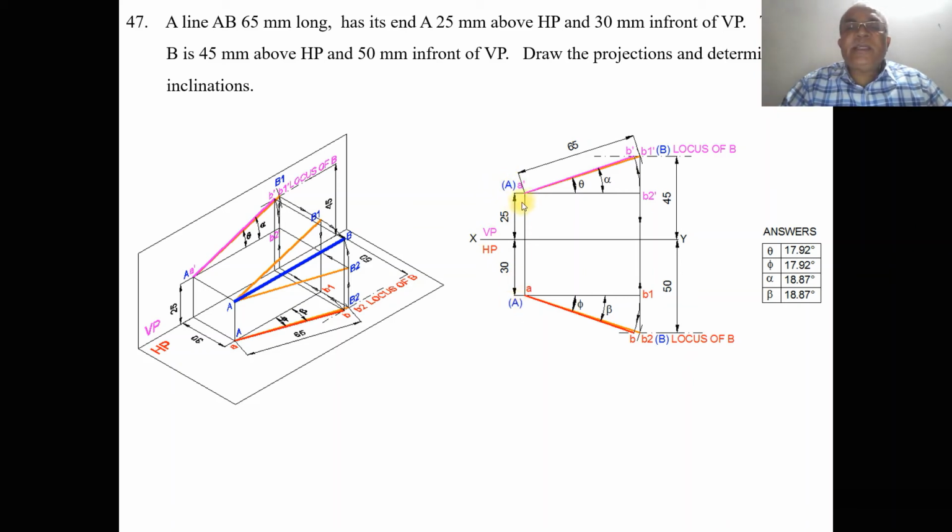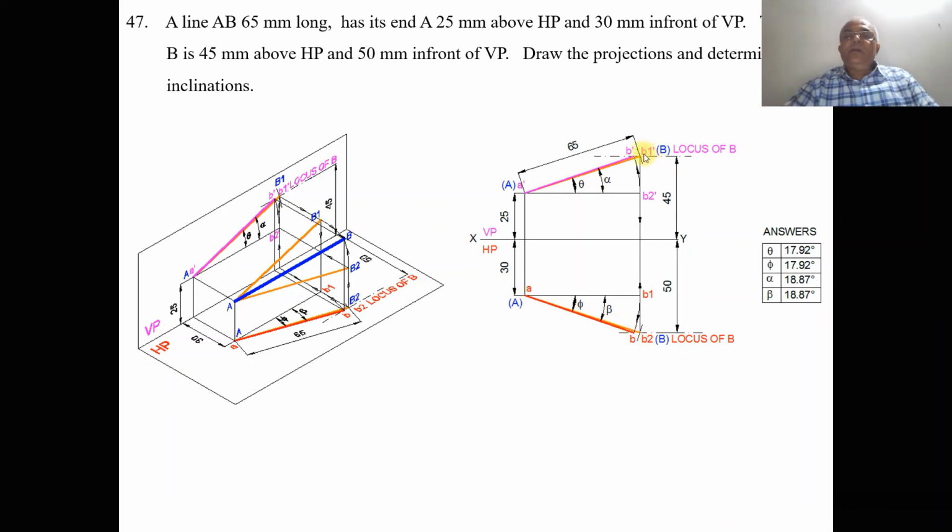So with A dash as center, taking the radius of 65 mm, cut an arc on the locus of B in the front view. Similarly with A as center, take a radius of 65 and cut an arc on the locus of B in the top view. Then mark this point as B1 dash and this point as B2. Then join A dash B1 dash a little bit thicker than the XY line, and join A and B2 a little bit thicker than the XY line.